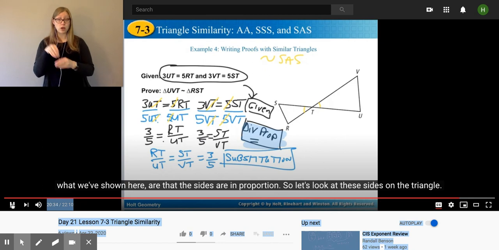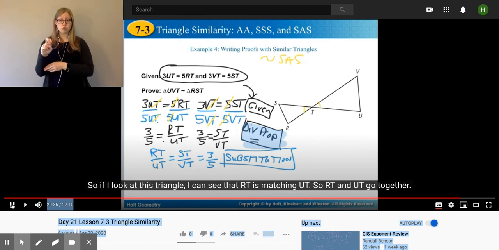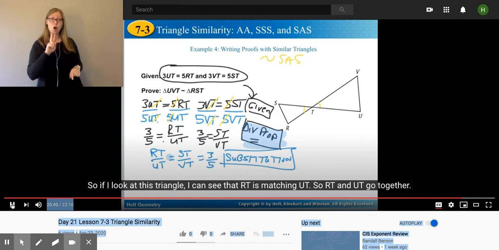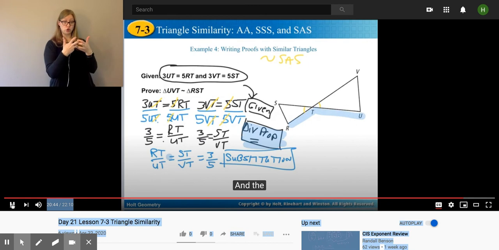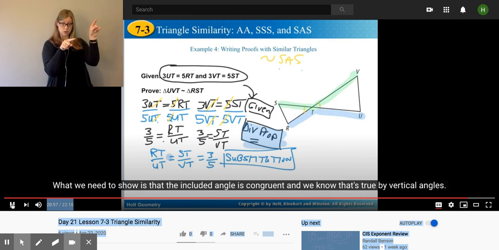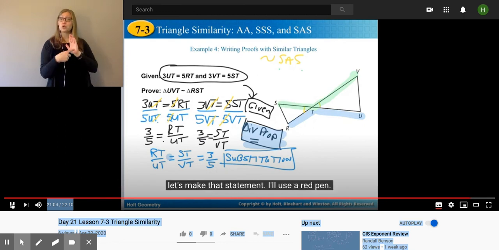So let's look at the sides on the triangle. So if I look at this triangle, I can see that RT is matching UT. So RT and UT go together, and the ST and VT go together. And so we've shown that the sides are in proportion. What we need to show is that the included angle is congruent, and we know that's true by vertical angles. So let's make that statement.